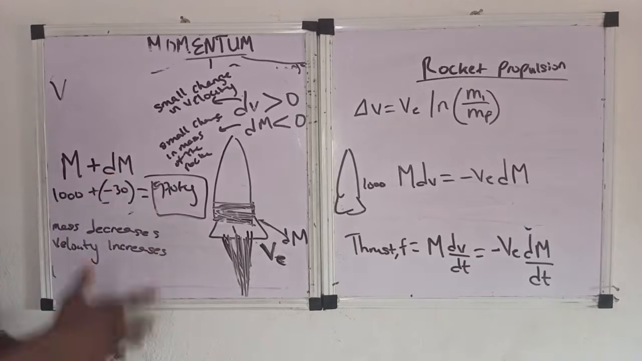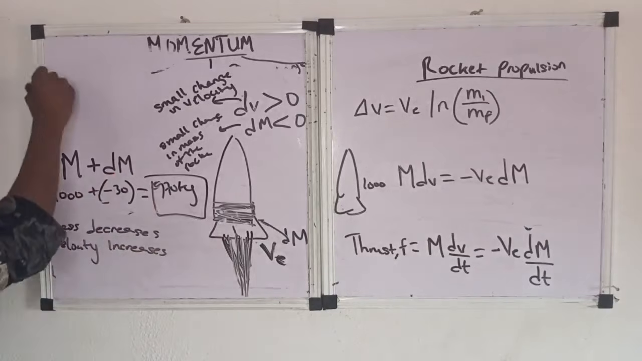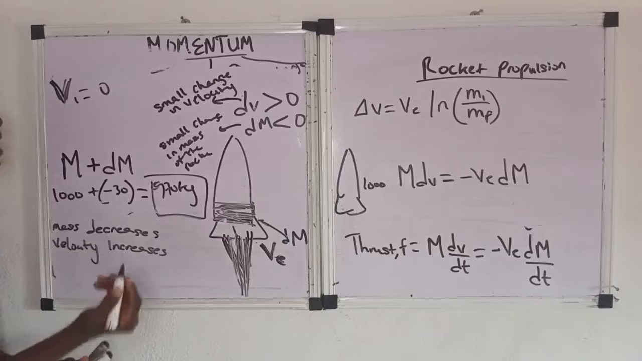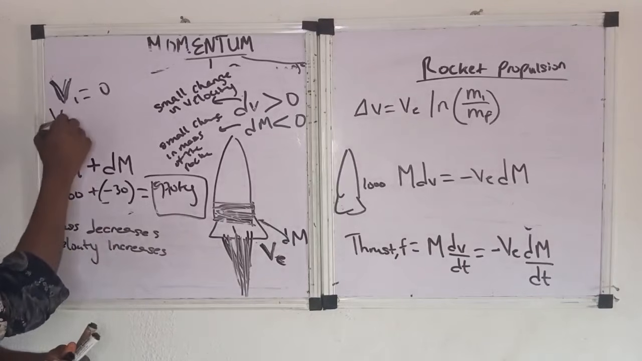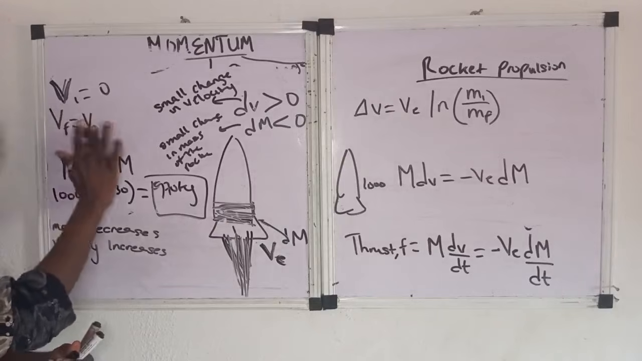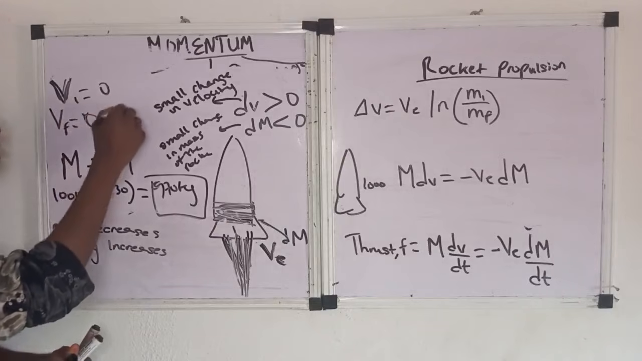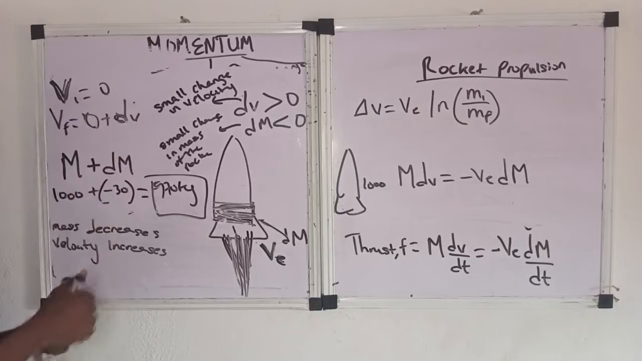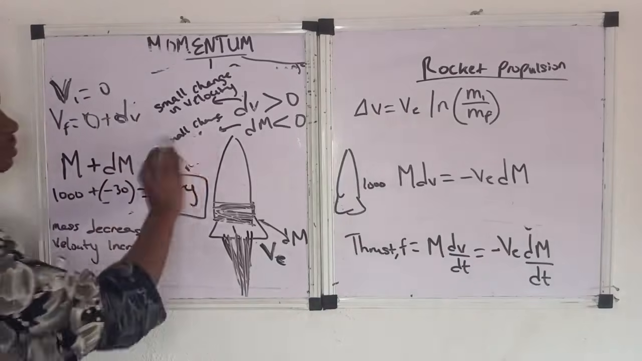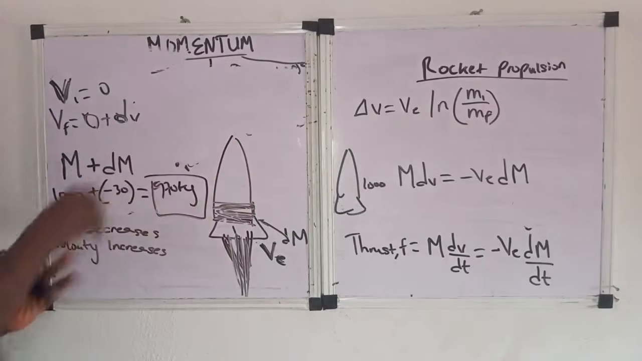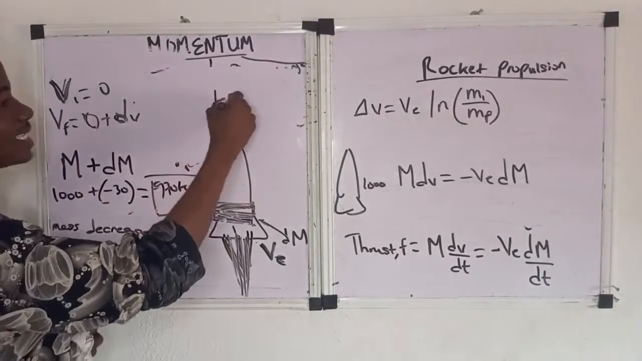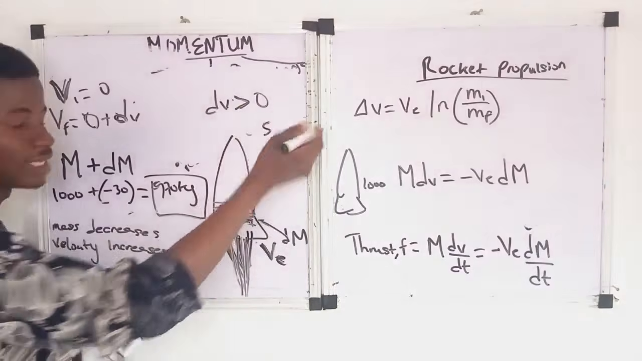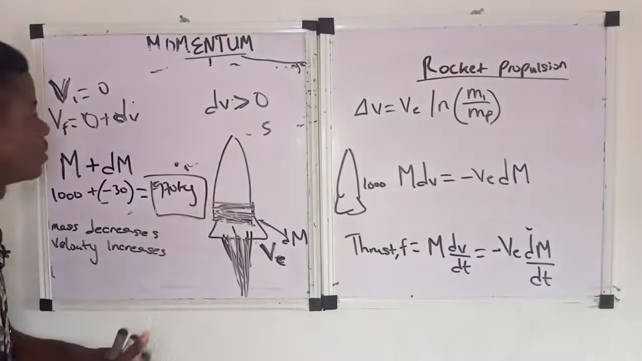So now what will happen with velocity? Initially, before launching the rocket, the velocity is zero, right? Now as we start launching the rocket, the final velocity will be equal to the initial velocity, which is zero, plus dv, right? So don't confuse yourself. I tell you guys that dv is greater than zero. That is, dv is positive. dv can be 5, 10, anything, as long as it's greater than zero, right?